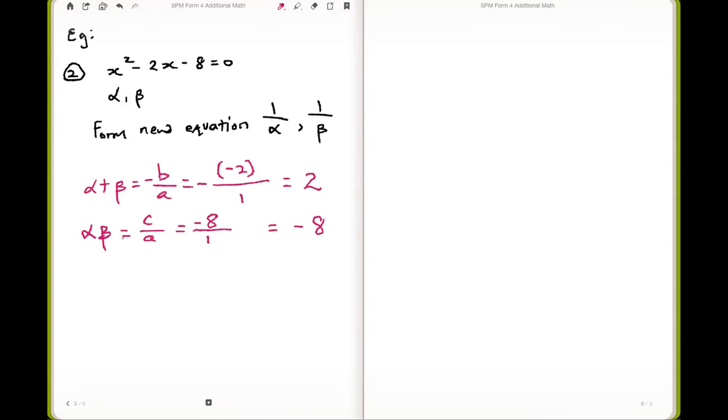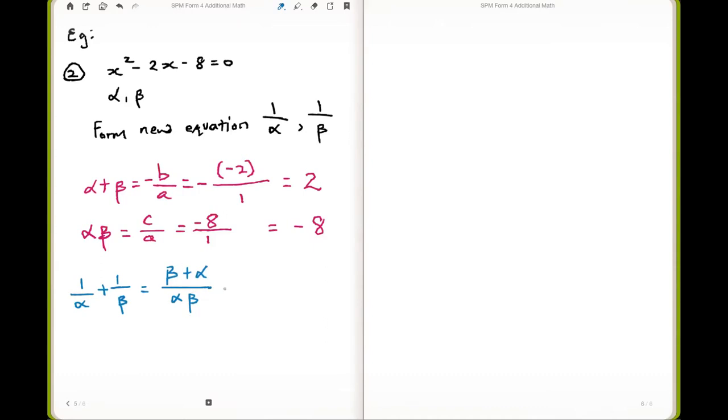Now if you want to form a new equation with new roots, 1 over alpha and 1 over beta, what you can do is, the sum of the new roots, 1 over alpha plus 1 over beta, will be equal to, you can't start with negative b over a because you don't have the new equation. You need to work out from here. The denominators are different, so what you can do is cross multiply them. That will be beta plus alpha over alpha beta.